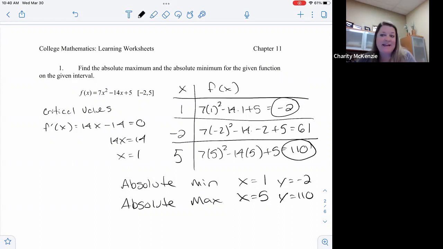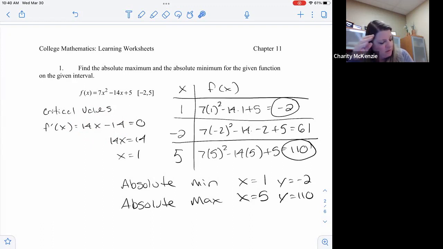Now, I didn't use a second derivative at all. I could use the second derivative and find it. The second derivative of this is just 14, so it's just positive 14. Yeah, it's not helpful at all. It would always be greater than 0.